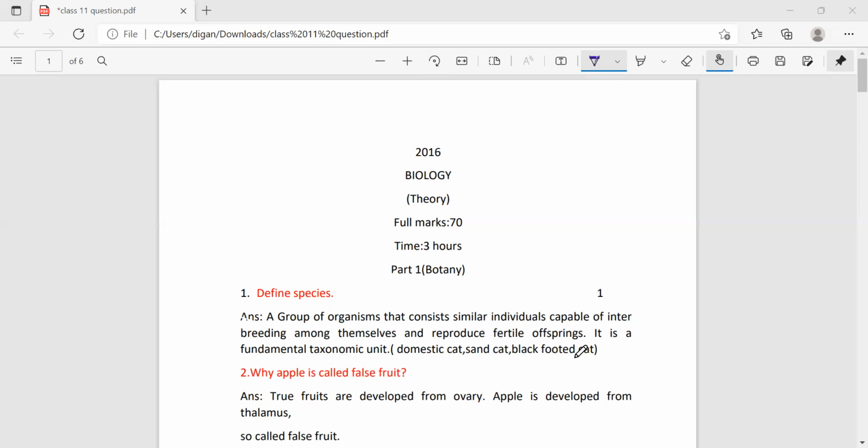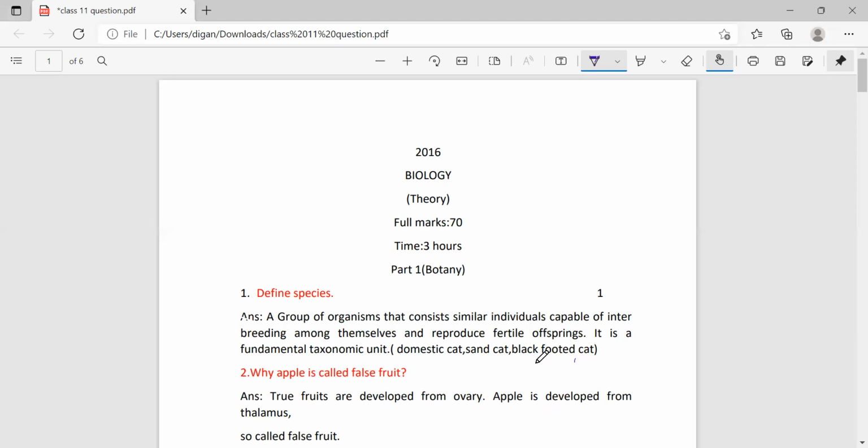It means species is a group of organisms which are similar, identical to each other. They can reproduce with one another, and finally they produce fertile offspring. And this is the basic or first step of taxonomy. Taxonomy means the classification of organisms, and in this process the first fundamental step is species. For example, domestic cat is one species, sand cat is another species, black-footed cat is another species, etc. These are examples of species.